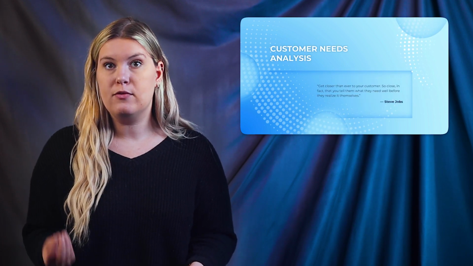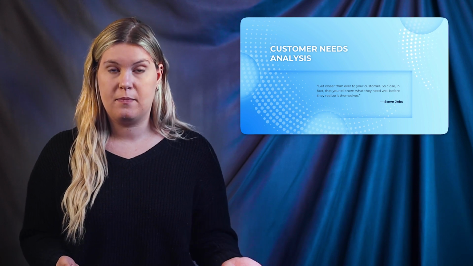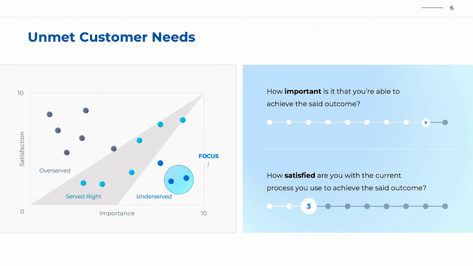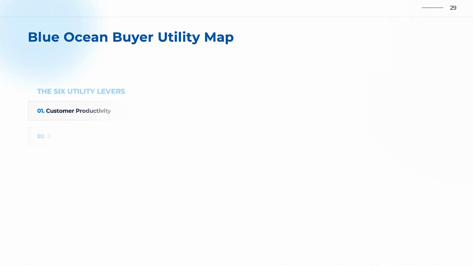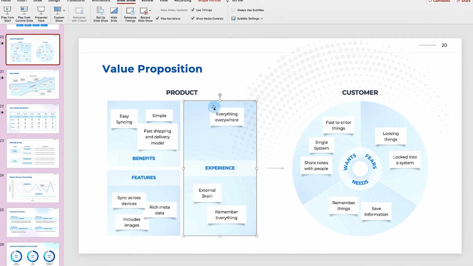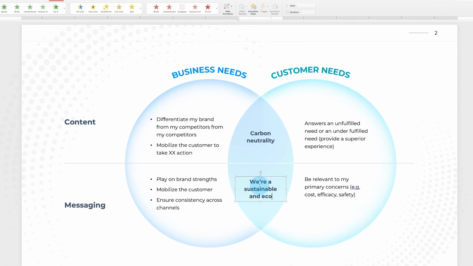Want to make products that customers actually want? Our customer needs analysis presentation allows business leaders and marketers to generate revenue growth by catering to the perfect customer. Tools in this presentation include the Value Proposition Canvas, Kano Model, Unmet Needs, Business versus Customer Needs, Blue Ocean Buyer Utility Map, Pain Points, Product Scope, plus many more, all of which can be downloaded and customized to your needs today. Now, let's see how these tools can be used to drive sales and keep customers coming back.